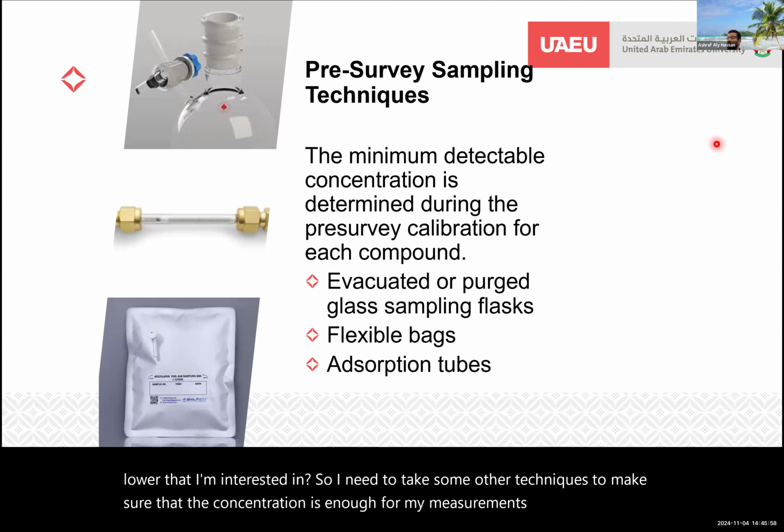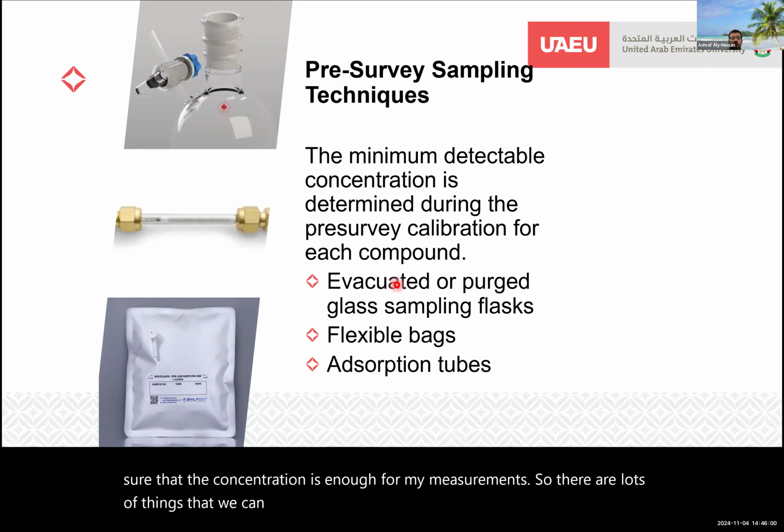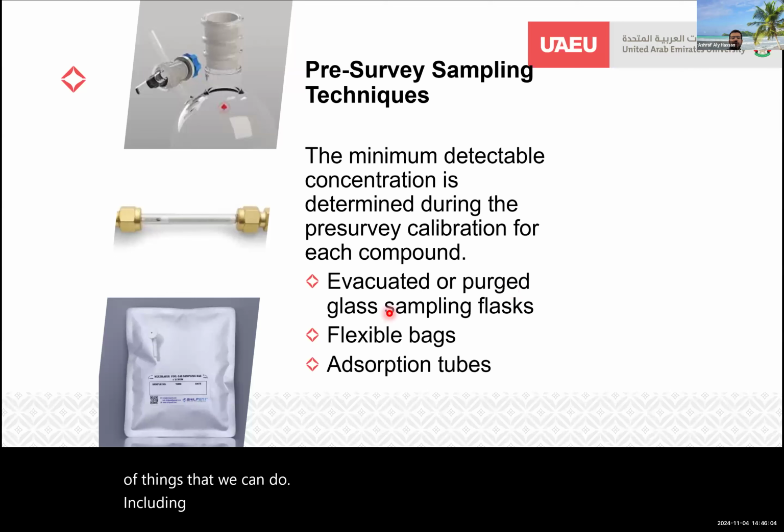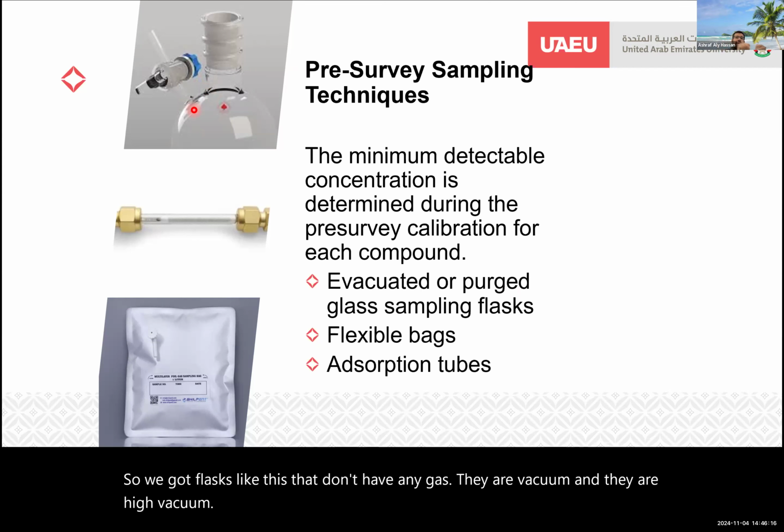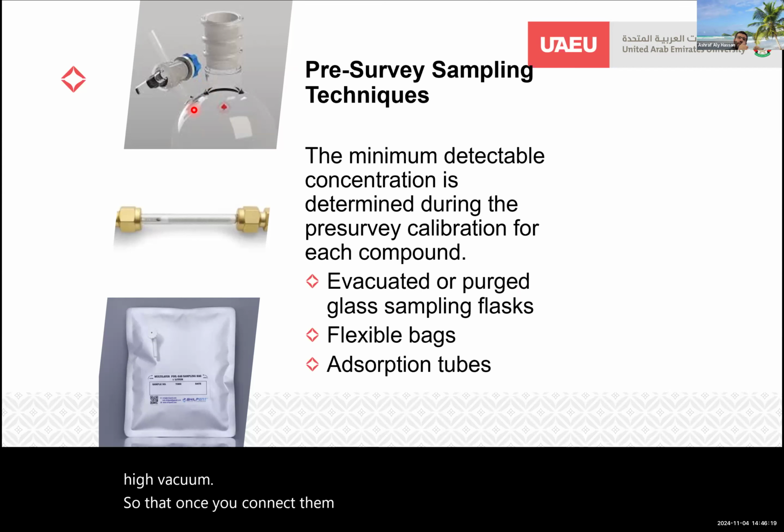So there are lots of things that we can do, including evacuated or purged glass sampling flasks. So we get flasks like this that don't have any gas. They are vacuum and they are high vacuum. So that once you connect them to your stack, they fill right away.